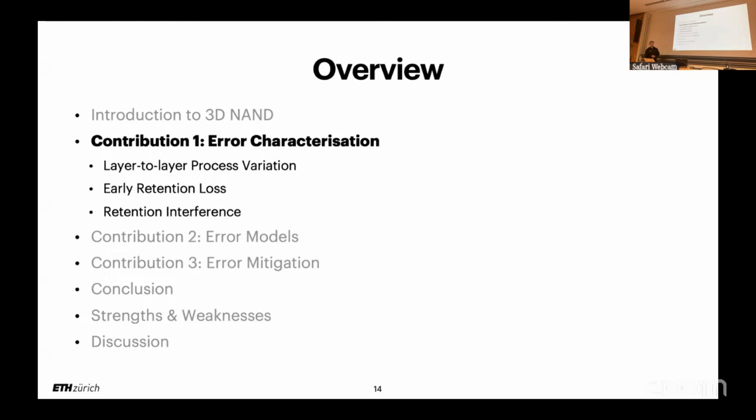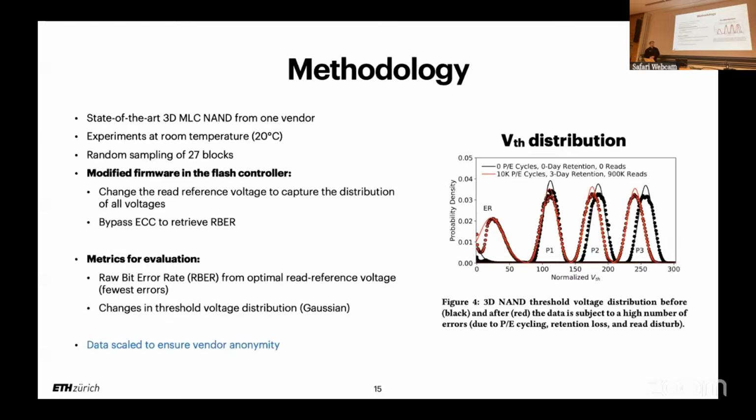So moving on to the error characterization. First of all, I would like to briefly mention the methodology. The paper looks at state-of-the-art 3D MLC, so they look at cells that store 2 bits. Then they conduct all experiments at room temperature, so 20 degrees, and they randomly sample 27 blocks.